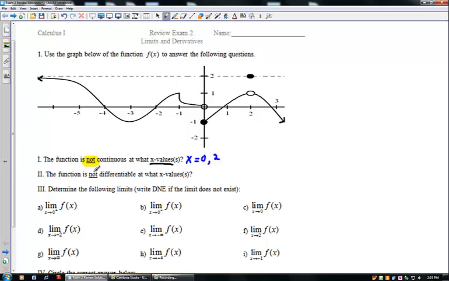And then in the second part, we want to figure out, where is the function not differentiable. So remember, differentiability means smoothness. So you're smooth. Right here, there's a sharp point. So it's where you can kind of hurt yourself if you touch the function. So x equal to -1.